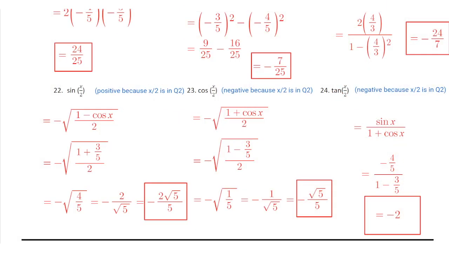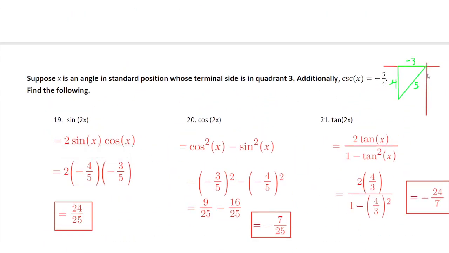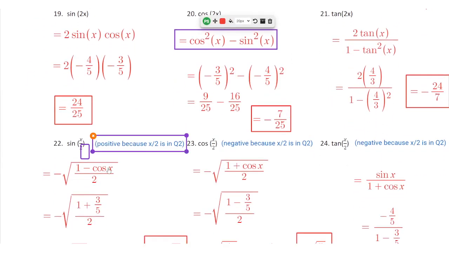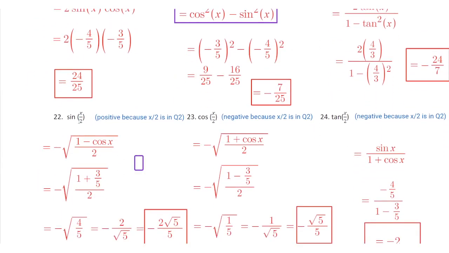Hey y'all, so I made a little error here, and while most of what I did was correct, the error I made was a little bit of a logic error, because initially in the video I said that this would be negative because x is in quadrant 3, and in quadrant 3, sure enough, sine is negative. But we're not trying to evaluate sine of x here. We're trying to evaluate sine of x over 2. And x over 2 is going to be in quadrant 2.